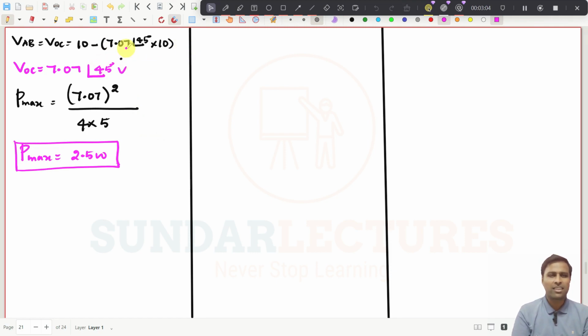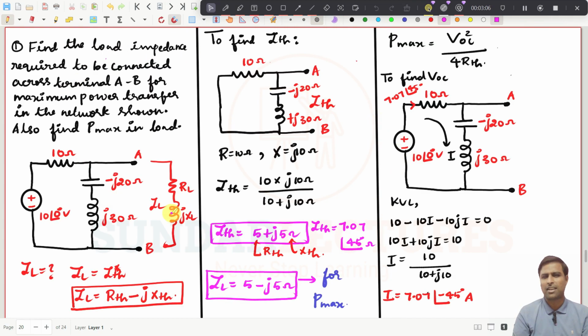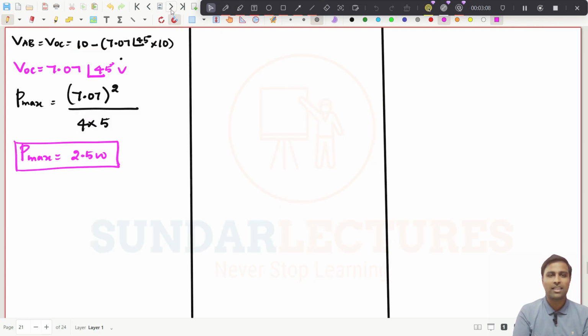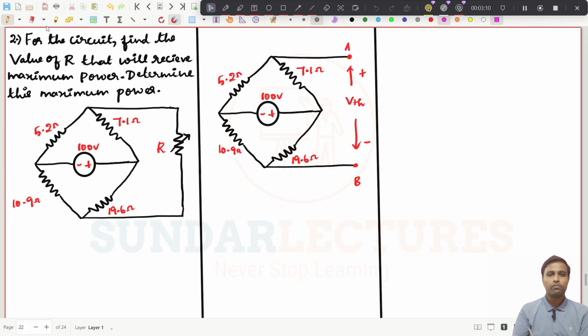So this is an AC circuit problem, right? So we will take a DC circuit problem now. Here the question is, for the circuit, find the value of R that will receive maximum power. We need to find the value of R. Determine this maximum power also. The same question they have asked you in the AC circuit, they have asked you here. So now we need to find this R, which means this is the load resistance.